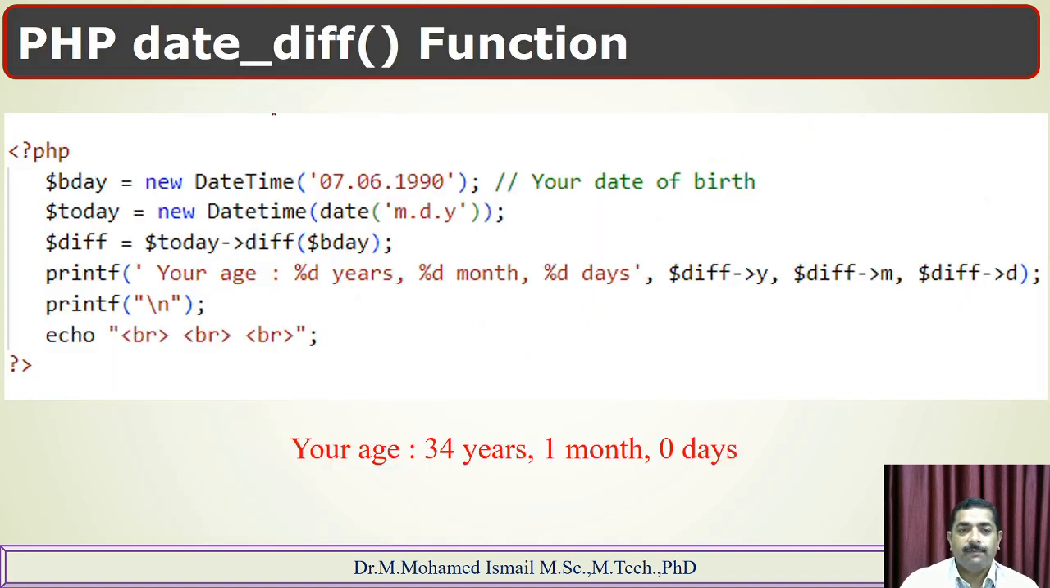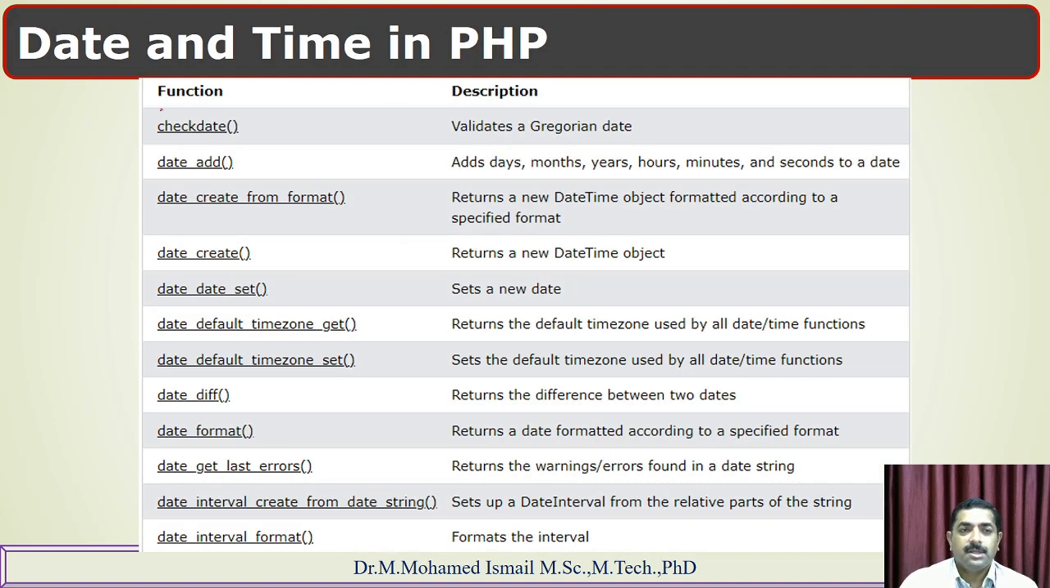So the date diff function we can use to calculate the difference between dates. What is the difference between two dates? So if anyone wants to calculate the age of a person, he has to enter his date of birth here and what is today's date, and the difference between these two will tell you his or her age. So using date diff we can calculate the date difference. So these are some of the date and time functions in PHP.